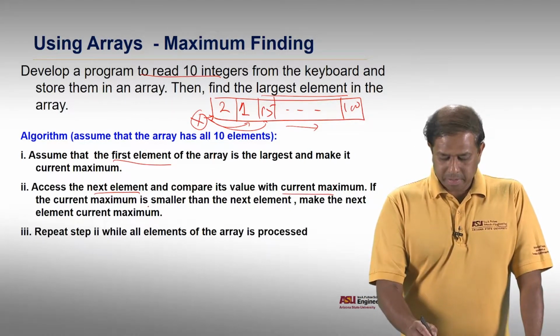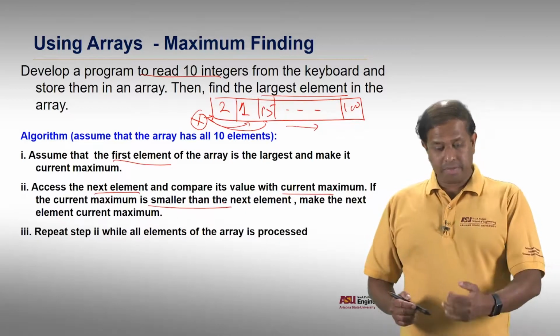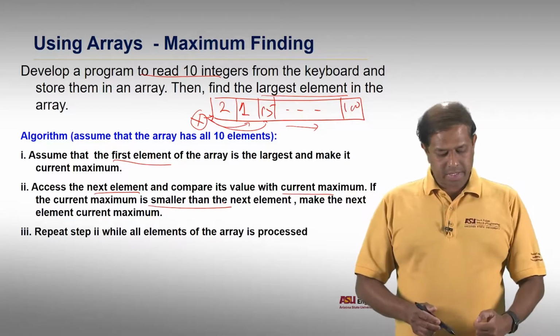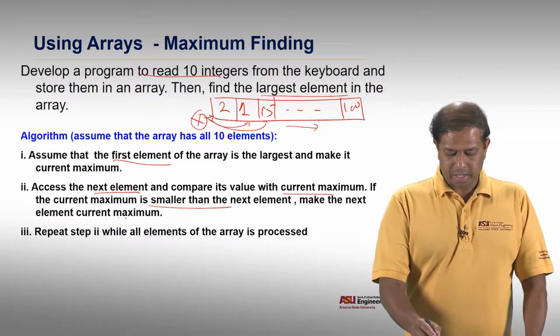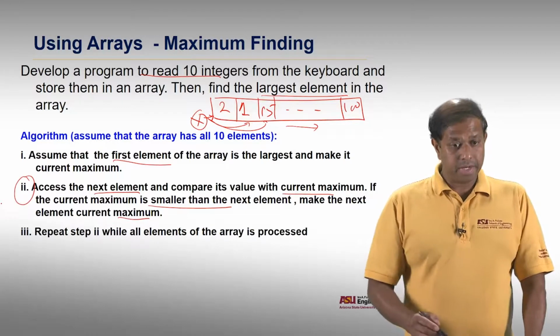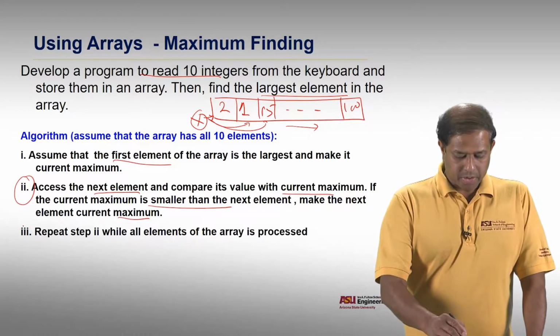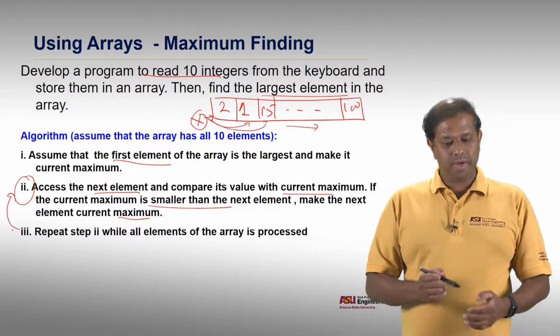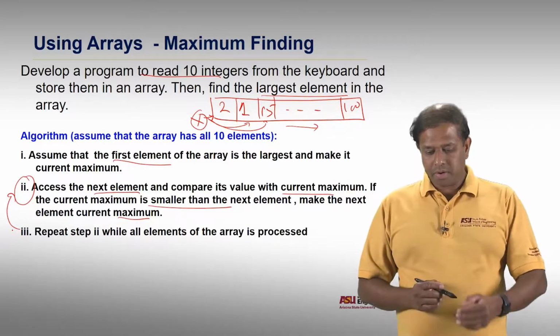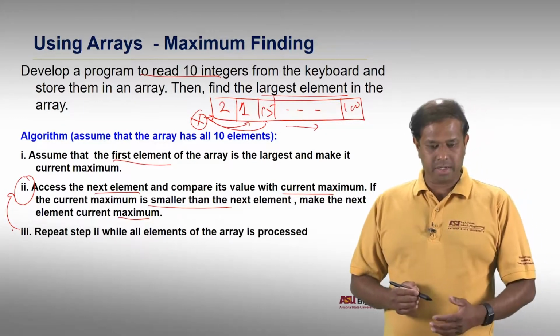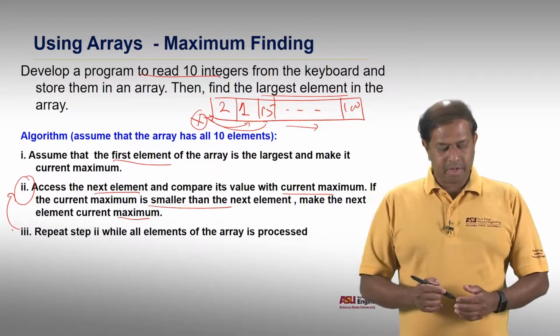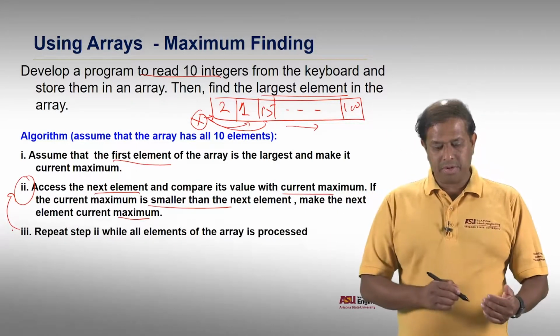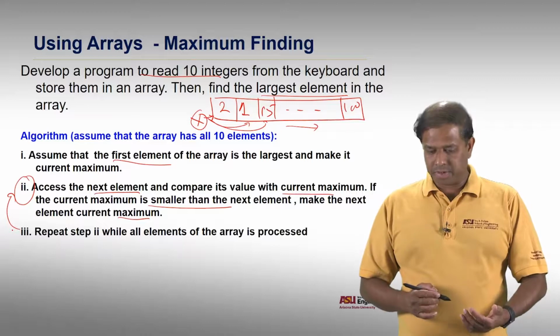If the current maximum is smaller than the next element that we are comparing, then make the next element the current maximum. So that's pretty much the repetition that we need to do over and over again until we are done comparing all the elements with the current maximum, right? After doing this process, the current maximum is going to have the largest value stored.